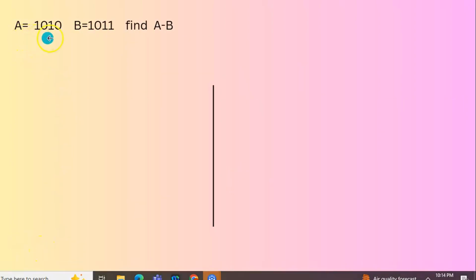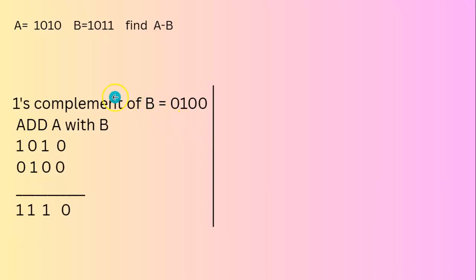Let us take another example. Binary number A is 1010, binary number B is 1011. We have to find A minus B. So first we find the 1's complement of B. What is the 1's complement of B? 0 1 0 0. Now we have to add A with it. A is 1010 and the 1's complement of B is 0 1 0 0. You add these two. So the result is 1 1 1 0.